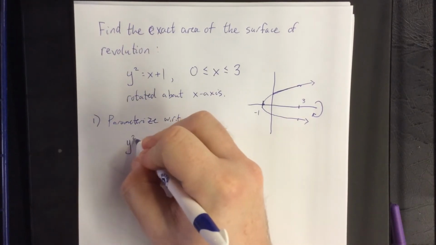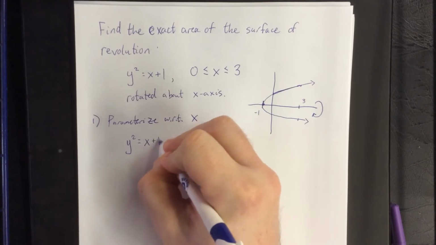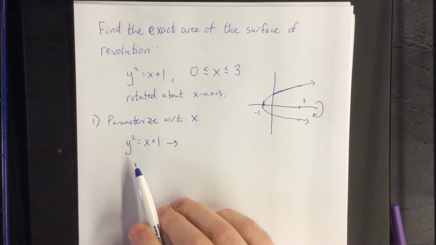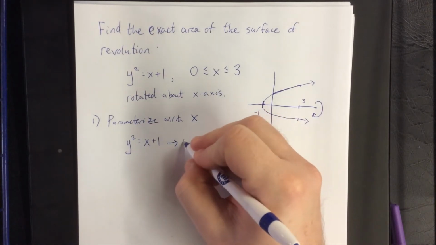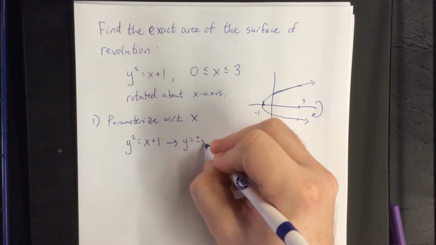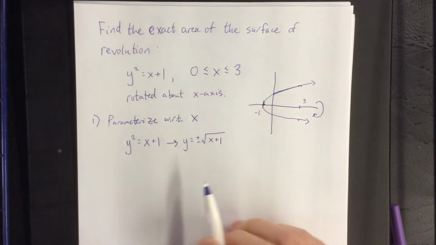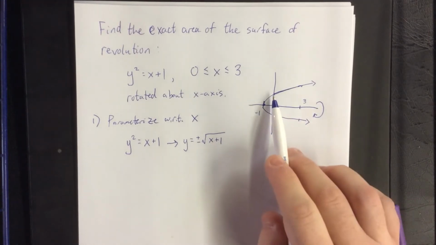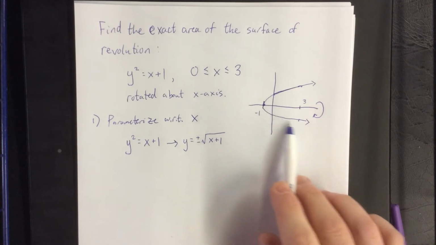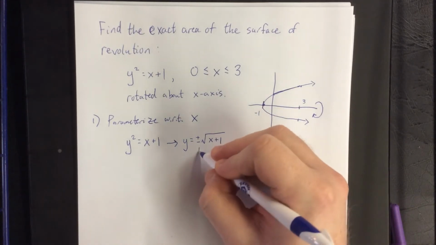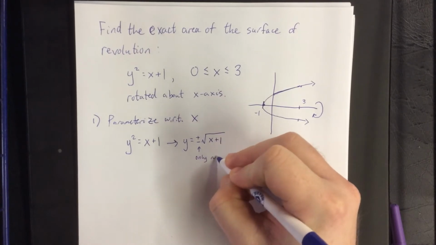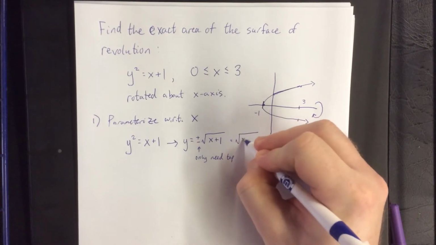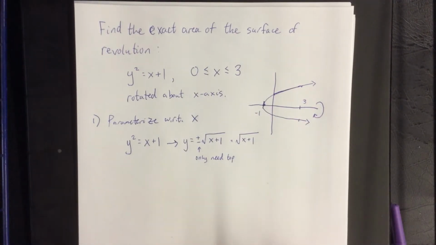Now, first thing we're going to have to do, if we're going to parameterize with respect to x, is actually make sure that we have y as a function of x. Currently, it's implicitly defined. What we're going to do is define it explicitly. Now, we could do so by taking the square root of both sides, which would give us y equals plus or minus the square root of x plus 1. The significance of the plus or minus, plus refers to the top half of the parabola, minus refers to the bottom half of the parabola. Again, we only need the top, so we'll point that out. Only need top. So we'll just be making use of the positive square root of x plus 1.